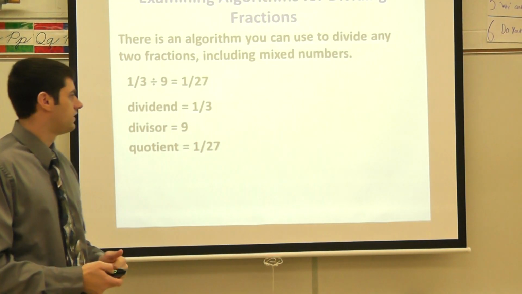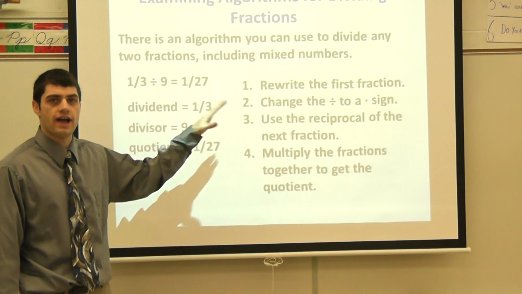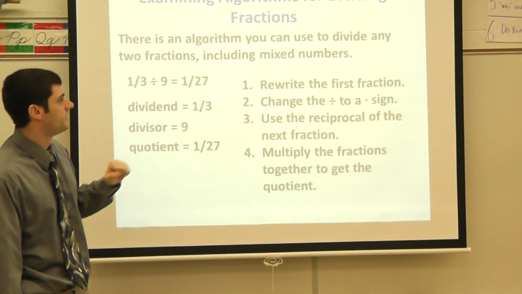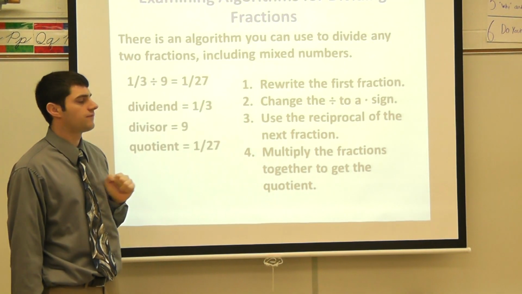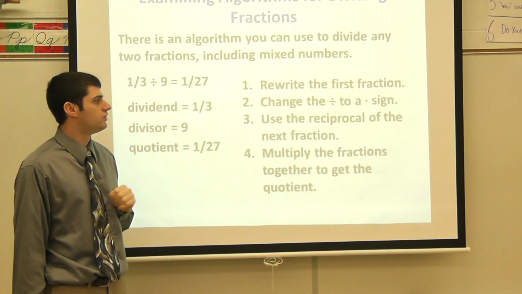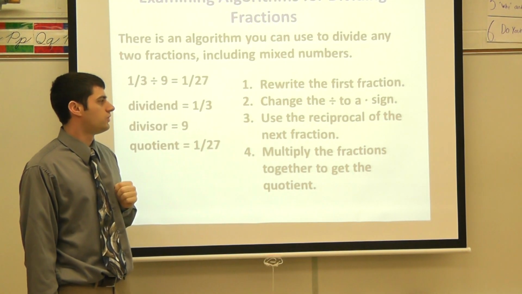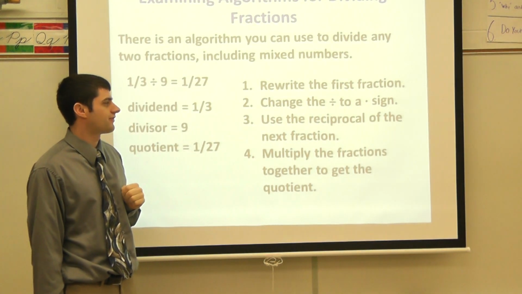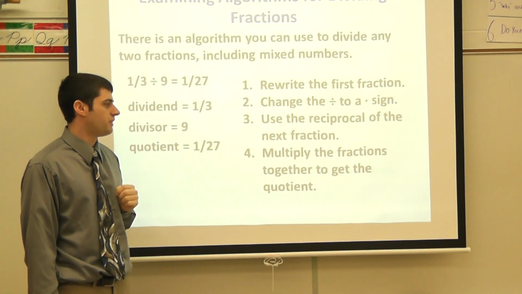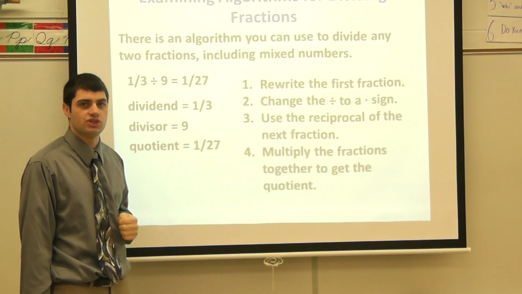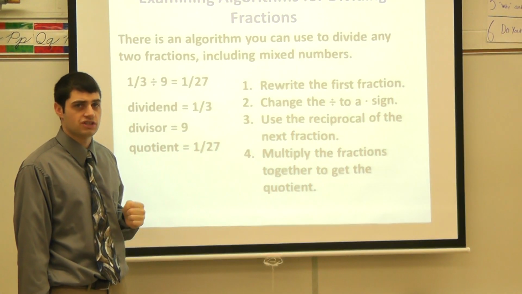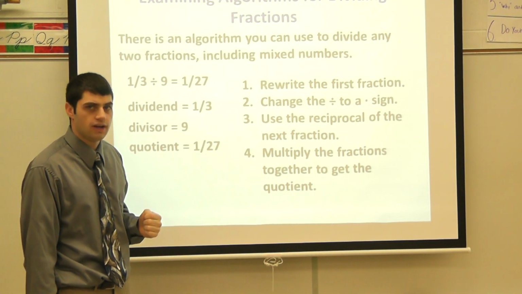Same thing applies with our division problem. This is going to be our algorithm, or our rules to follow. Our first rule is you're going to rewrite the first fraction. Our second rule is you're going to change the division sign to a multiplication sign. Our third rule is then you're going to use the reciprocal of the next fraction. And lastly, you're going to multiply the fractions together to get the quotient. Now you might be reading these directions and saying, huh? What? I don't get it.